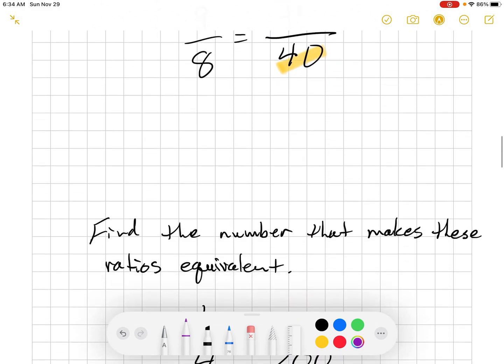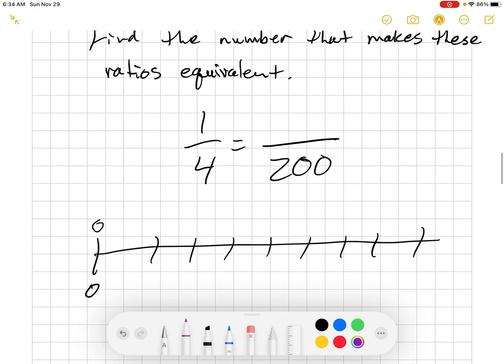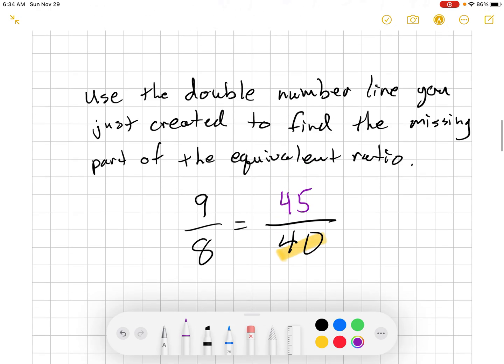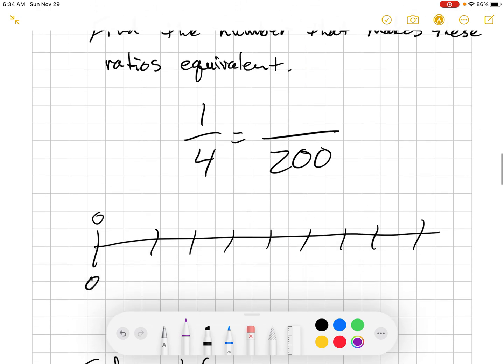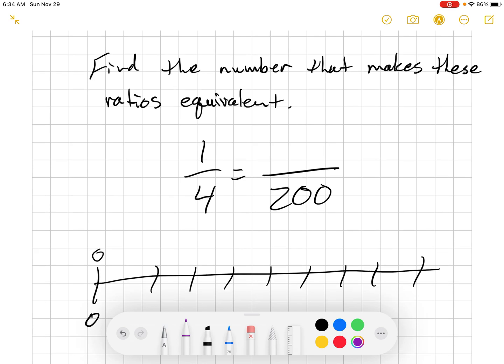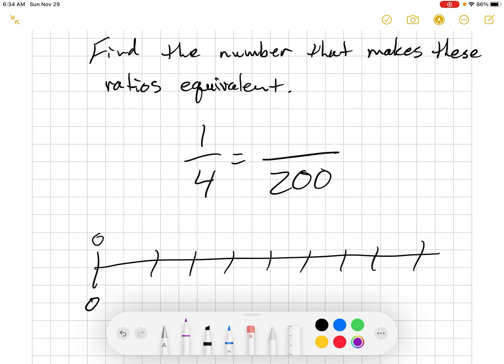All right, let's jump down here. Find the number that makes these ratios equivalent, just like we did in the previous problem. But we want this 1 over 4 to equal something over 200. Well, this becomes somewhat of a messy problem, because if I do 1 over 4, and then 2 over 8, and then 3 over 12, sorry, boy, I'm not going to get to 200 very fast, am I? It's going to be quite a long process.